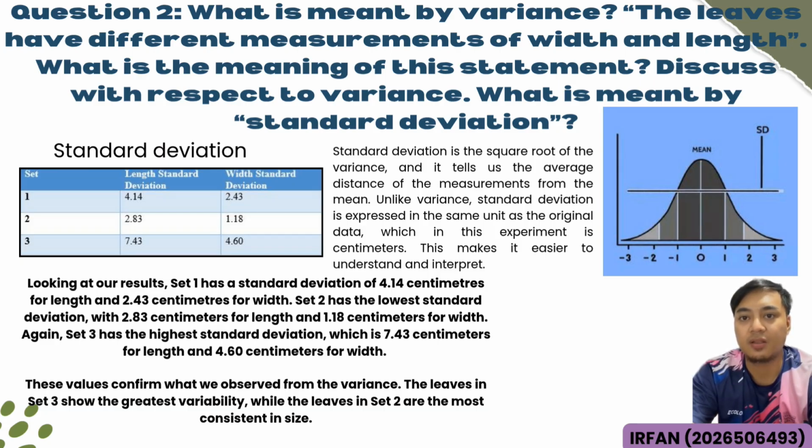Looking at our result, Set 1 has a standard deviation of 4.14 cm for length and 2.43 cm for width. Set 2 has the lowest standard deviation with 2.83 cm for length and 1.18 cm for width. Again, Set 3 has the highest standard deviation, which is 7.43 cm for length and 4.60 cm for width. This value confirms what we observe from the variance. The leaves in Set 3 show the greatest variability, while the leaves in Set 2 are the most consistent in size.